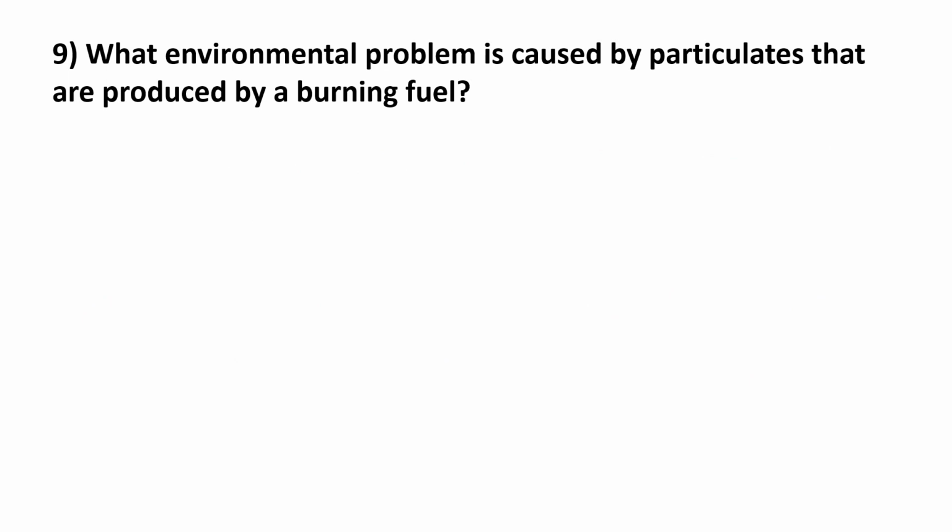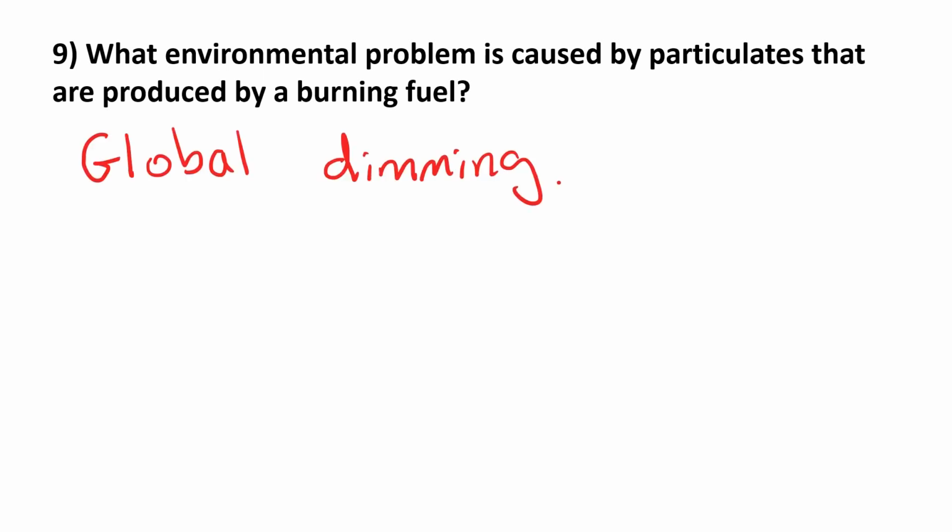At number 9, what environmental problem is caused by particulates that are produced by a burning fuel? Well, the problem is global dimming. This is where those tiny particles go up into the atmosphere and block out some of the sunlight reaching the Earth.